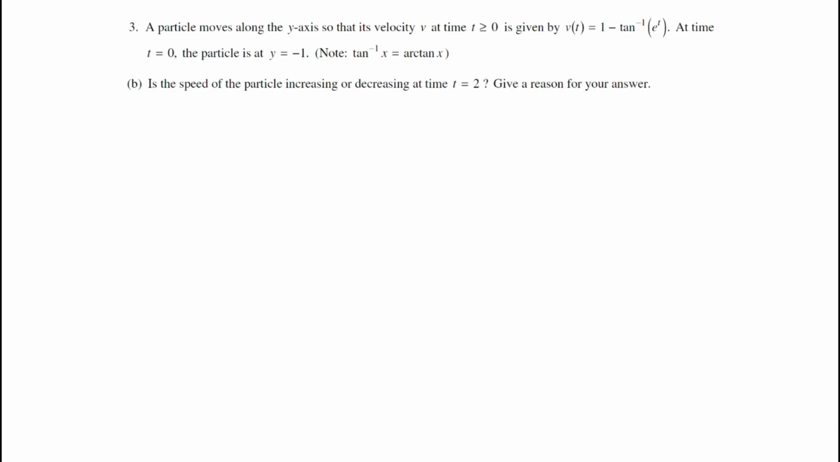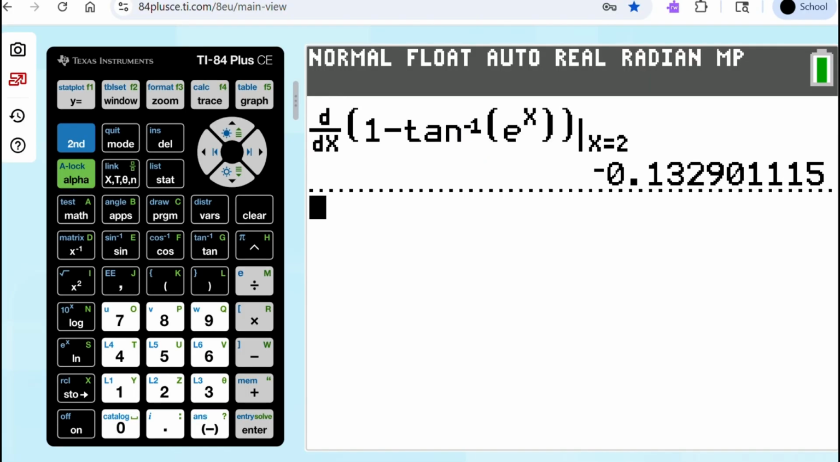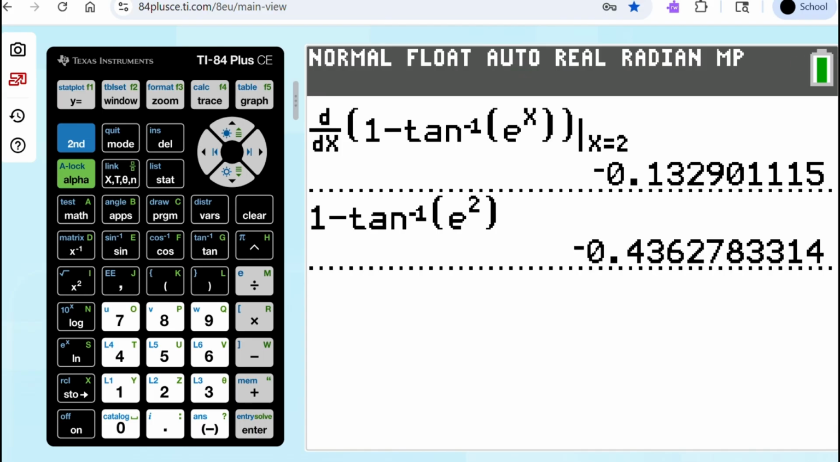In part B, it asks us if the speed of the particle is increasing or decreasing at t equals 2. Well, we already knew that a of 2 is less than 0. And so to determine if the speed is increasing or decreasing, we also need the velocity at 2. So we'll see what v of 2 is. v of 2 should be 1 minus the inverse tangent of e squared. So we'll punch that into our calculator: 1 minus the inverse tangent of e to the second power. And we get negative 0.436.